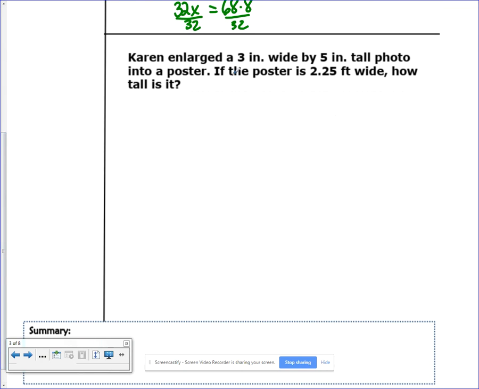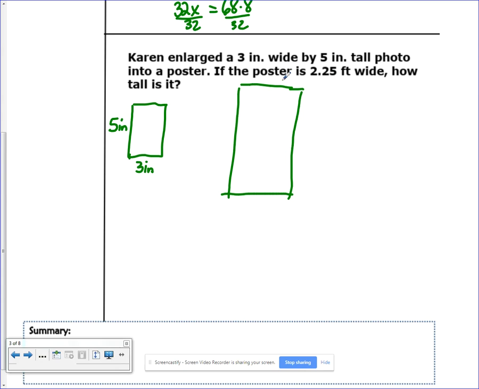Last one. Karen enlarged a 3-inch wide by 5-inch tall photo. Okay, so here's the picture. It's 3 inches by 5 inches. Okay, the poster is going to become ginormous. Okay, and it has to be proportional. It is 2.25, or in other words, 2¼ feet wide. How many feet tall is it? So this is, I don't know.